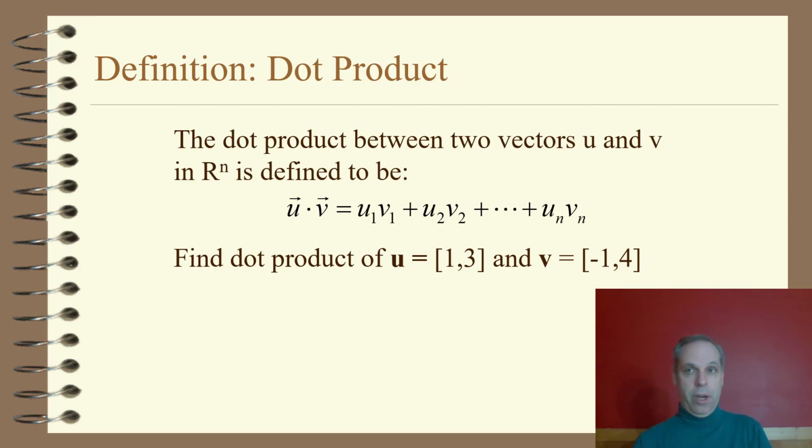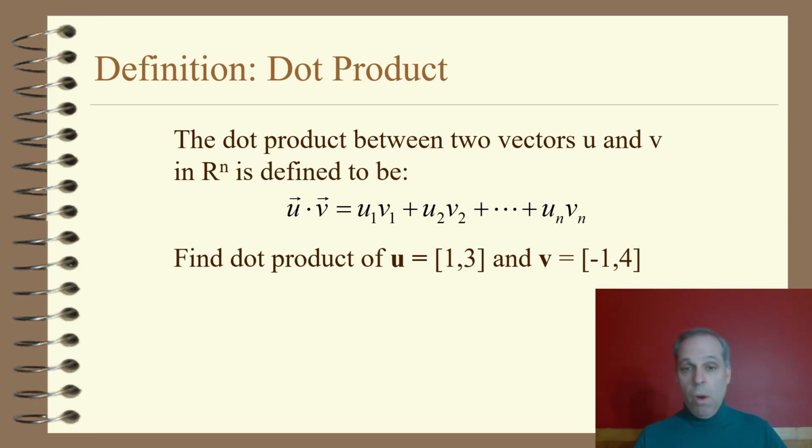Now, the dot product between two vectors from the exact same space, so from Rn, so they have the exact same number of components, is defined such that u dotted with v is you take the product of the corresponding components of the vectors and then just take the sum of those products.